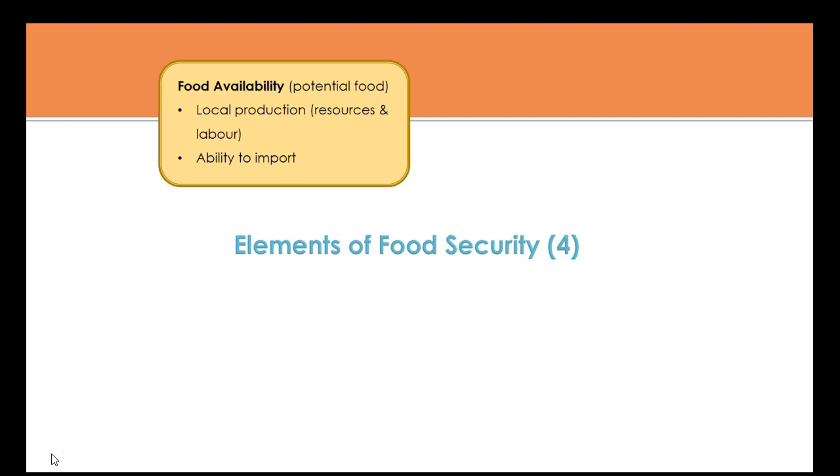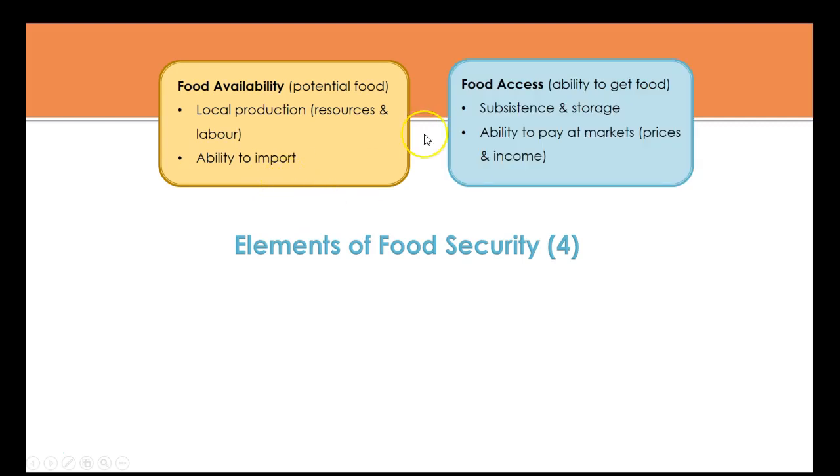So we have food availability. This is how much food is available for local production, which can then either result in hunger or famine. And then the availability to import food as well. So if you can't grow food, how are you able to import it? The access to food will then impact on hunger. So being able to correctly store food and availability to pay for food at the markets as well will also influence whether someone suffers from hunger.